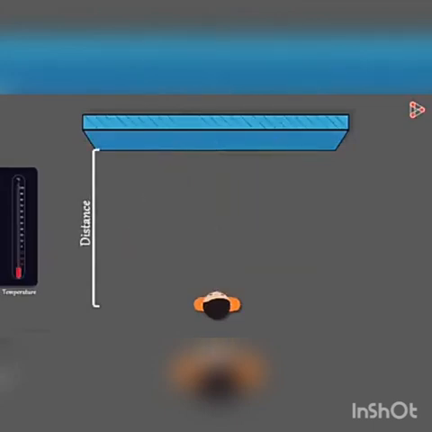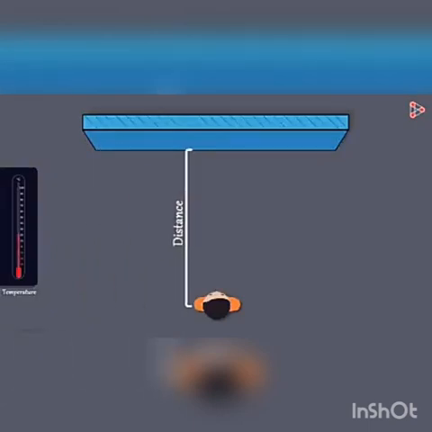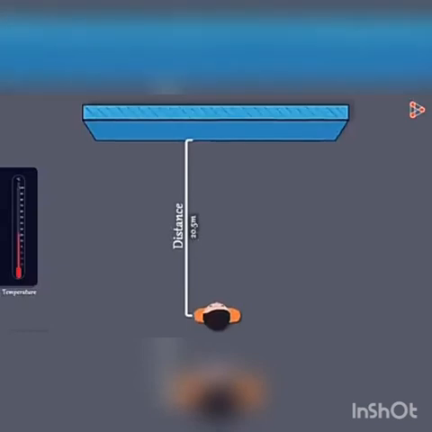Let me give you an example. Assume that the temperature of the surroundings is approximately 22 degrees Celsius. At this temperature, the distance between you and the wall has to be at least 17.2 meters for you to hear an echo. Only if it's equal to or greater than 17.2 meters, you may hear an echo.